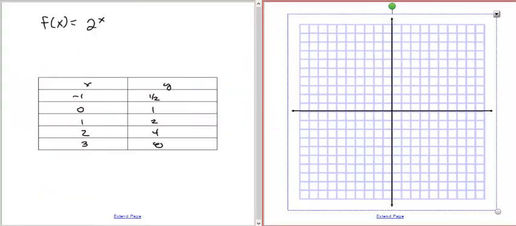So if you plot those 4 points or 5 points, you get -1, 1/2, 0, 1, 1, 2, 2, 4, and if you did the next one, it'd be 3, 8. And so, it goes along the x-axis but doesn't cross it, and then it increases like that. So that was the first problem.